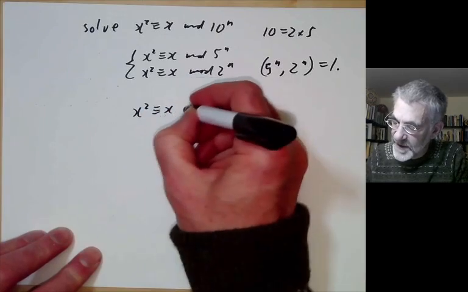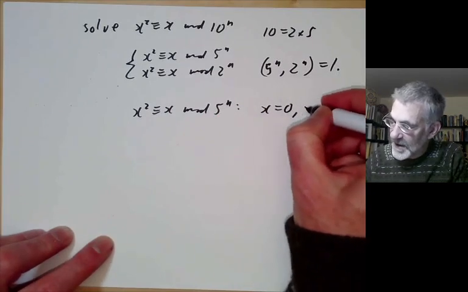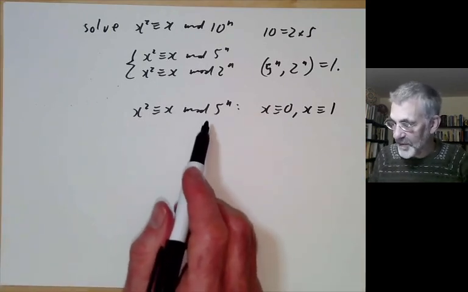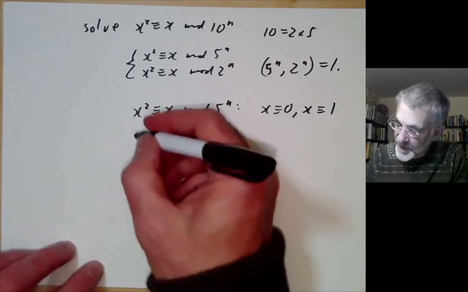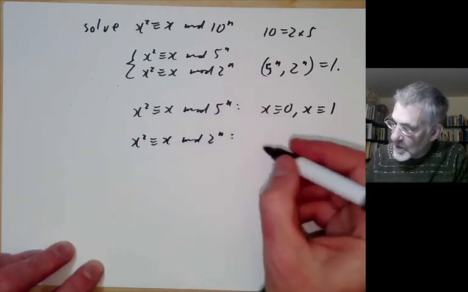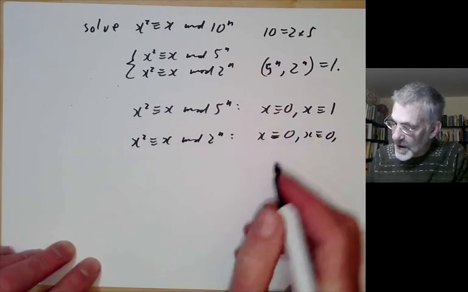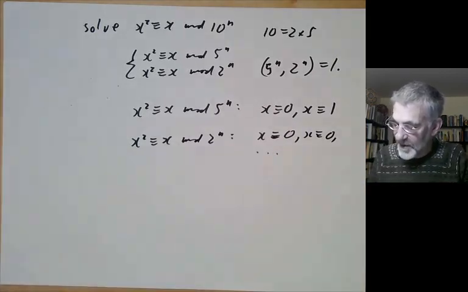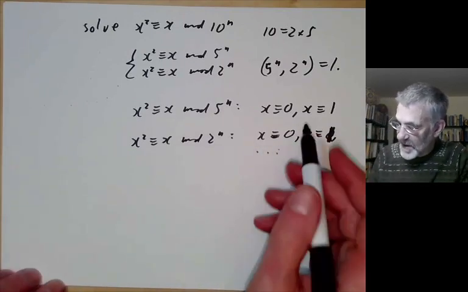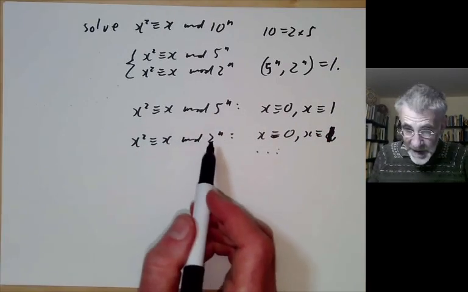And now let's solve these. x squared is congruent to x modulo 5 to the n. Well, that's easy to solve. It has two solutions, x equals 0 and x equals 1. You may ask, does it have other solutions? Well, maybe. But it has at least two solutions. What about x squared is congruent to x modulo 2 to the n? Well, this has two obvious solutions, x is congruent to 0, x is congruent to 1. It may also actually have other solutions, but we don't really worry about these. The point is we've got two solutions modulo 5 to the n and two solutions modulo 2 to the n, or at least two solutions.